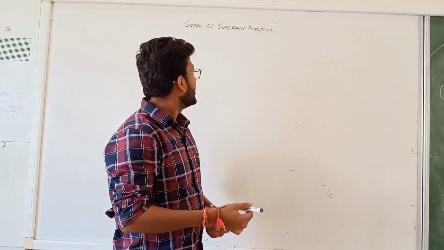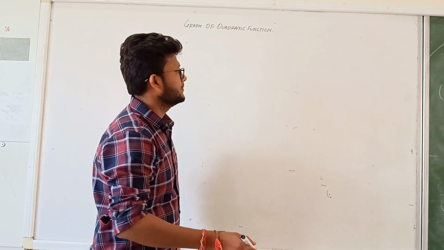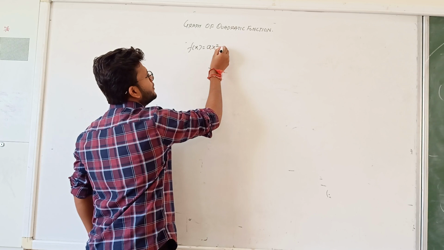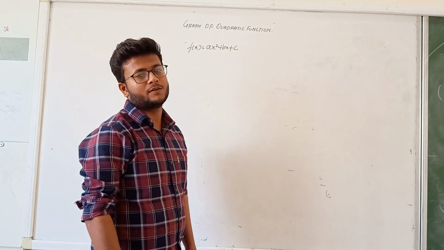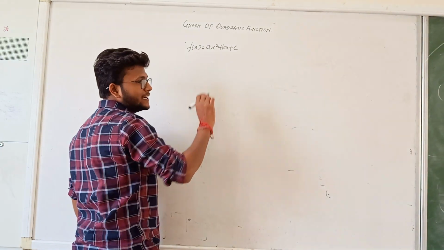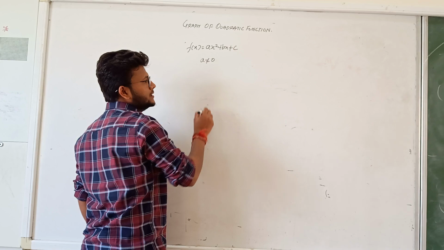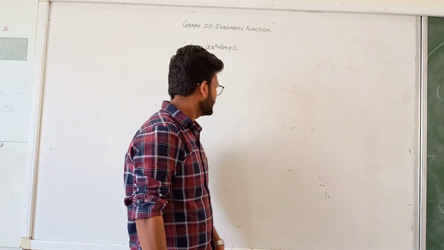For understanding how to draw the graph of a quadratic function, first we have to understand what a quadratic function is. A quadratic function is a 2-degree polynomial function f(x) = ax² + bx + c, where a, b, c are the coefficients and a is the leading coefficient, which is not equal to 0.